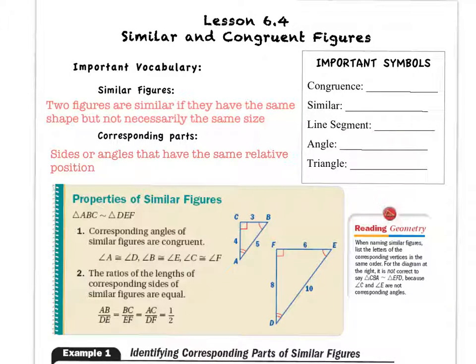So we first need to start off with a couple definitions. The first one is similar figures, which are two figures that have the same shape but not necessarily the same size. Same shape but not necessarily the same size. So take just a minute and write that down in your notes.